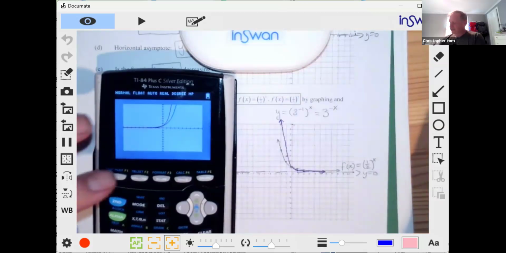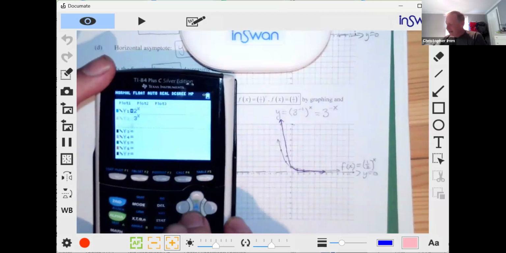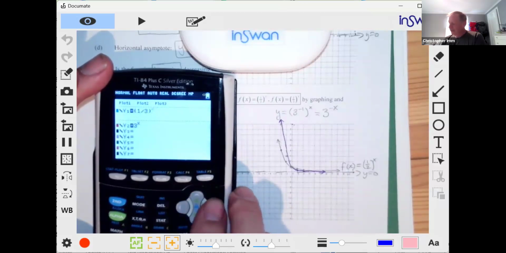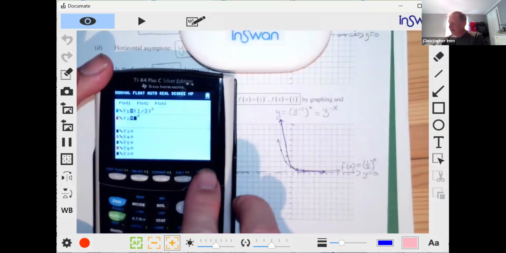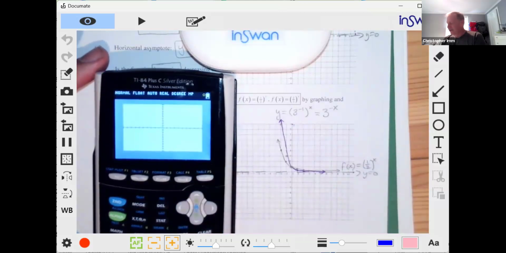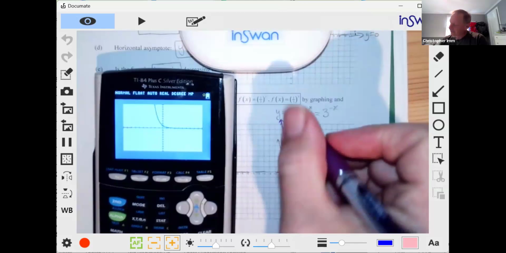And just to sort of show you, if I replace that 2 to the x by, let's say, 1/3 raised to the x, we should see two graphs that are similar, but just reflected about the y-axis here. So the first one is going to be the one we just plotted. Y is equal to (1/3) to the x.